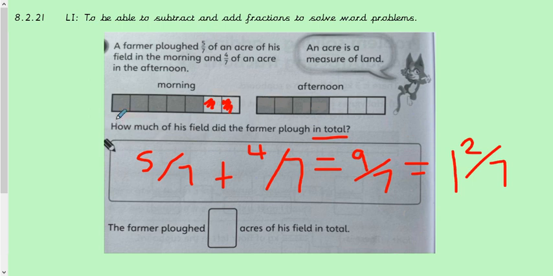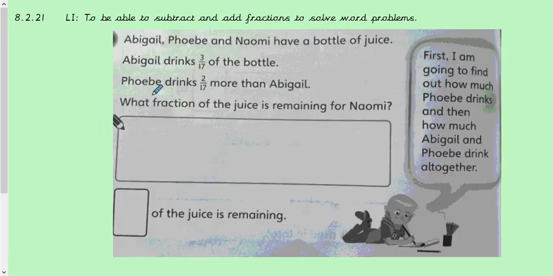And then you could have drawn another fraction strip, or just use this one to do those 2 extra ones. So you can see there it's 1 whole and 2/7. The next one then, it says Abigail, Phoebe and Naomi have a bottle of juice.